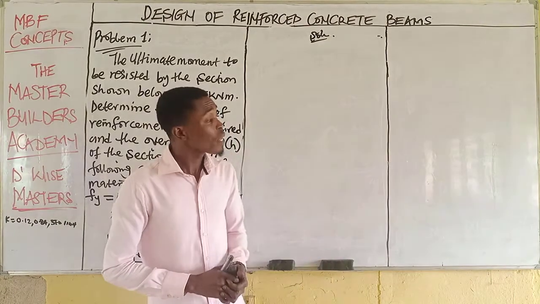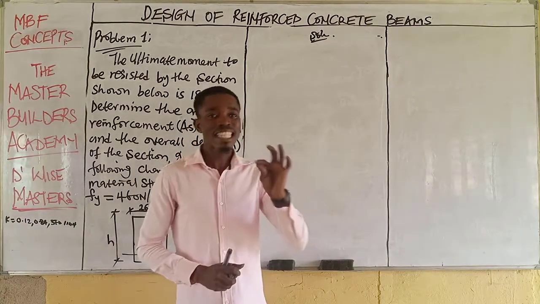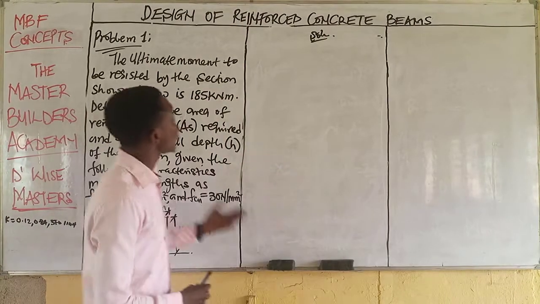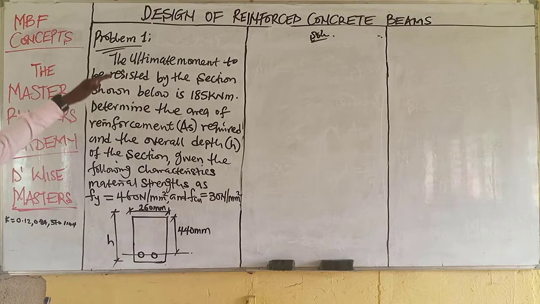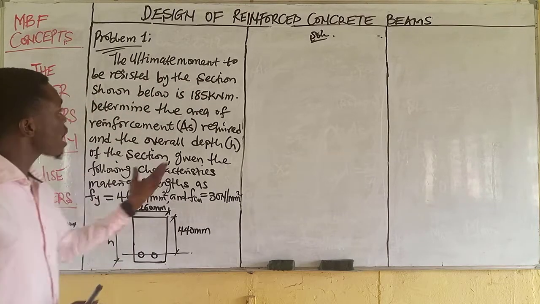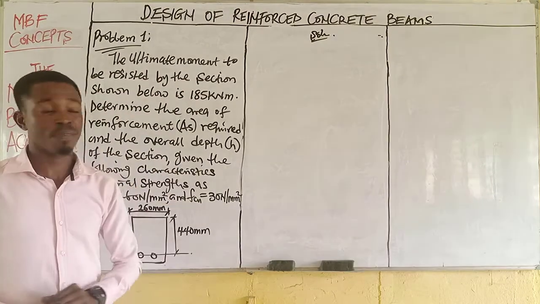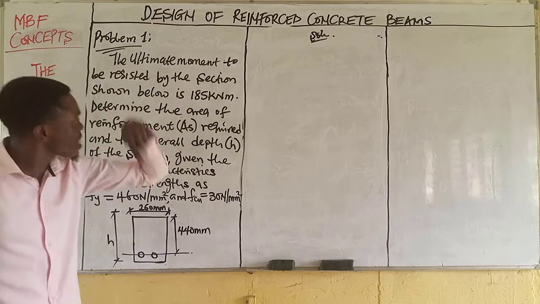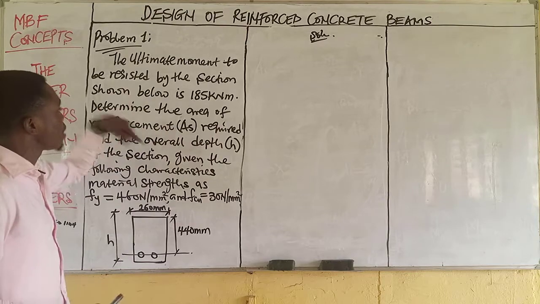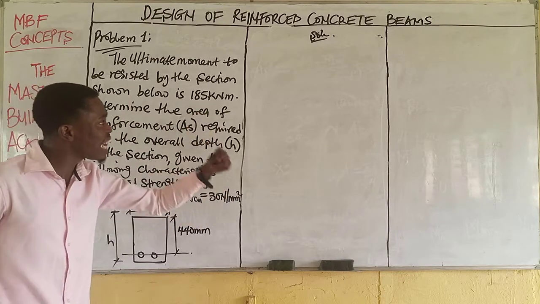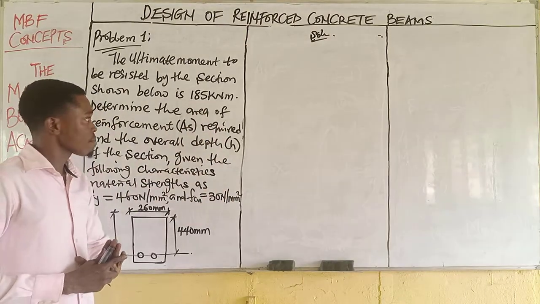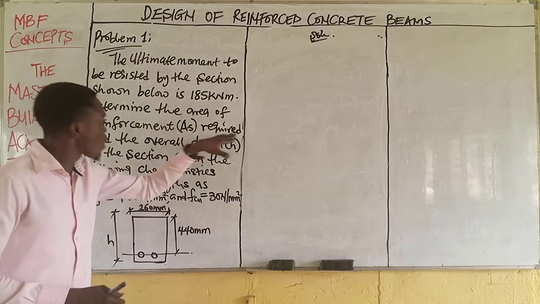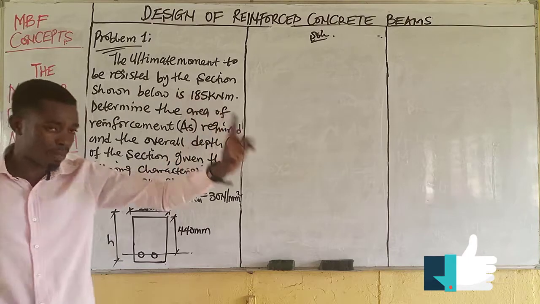Now, also, don't forget that this lesson is mainly for structural engineers and designers. Okay? So, on the board we have design of reinforced concrete beam, and this happens to be the very first problem that we have. We are asked that the ultimate moment to be resisted by the section shown below is 180 kilonewton meter. Now, we are asked to determine the area of reinforcement required and the overall depth. Two things.